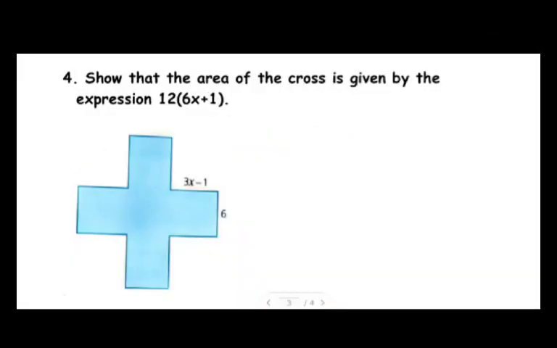The next sum says, show that the area of the cross is given by the expression 12 bracket 6x plus 1. Okay, let's first divide all of them, all these extra parts like that.